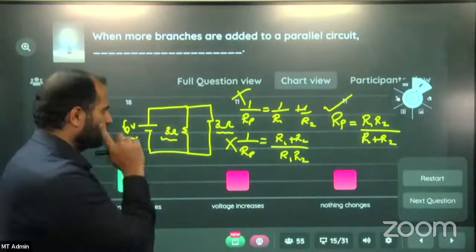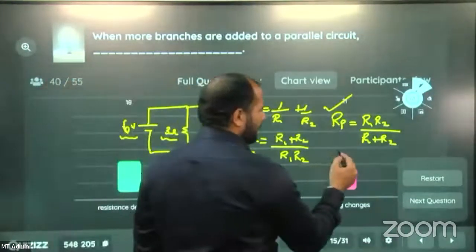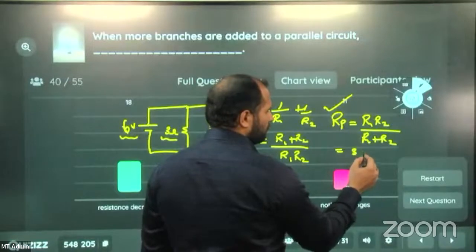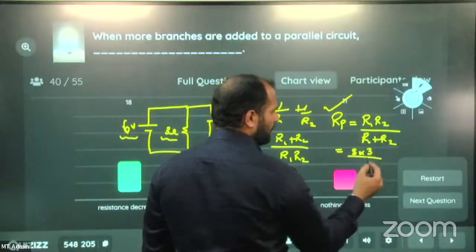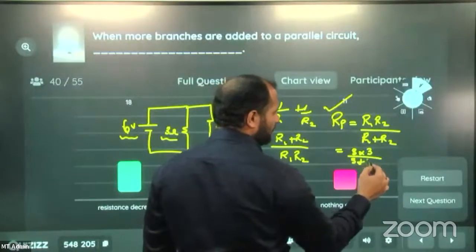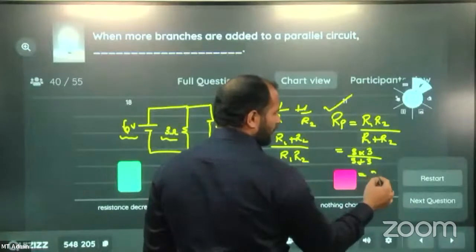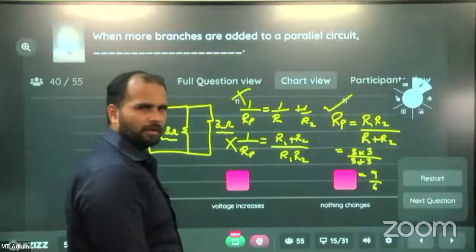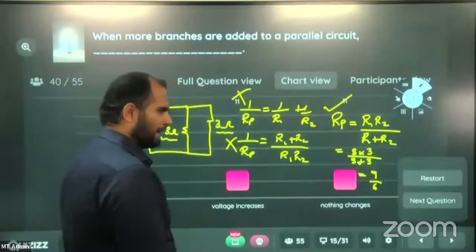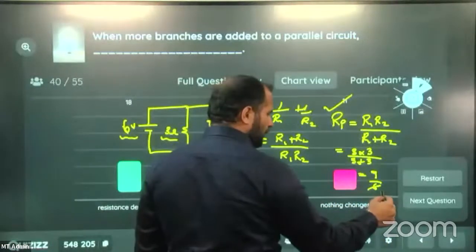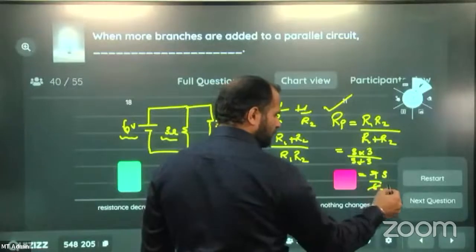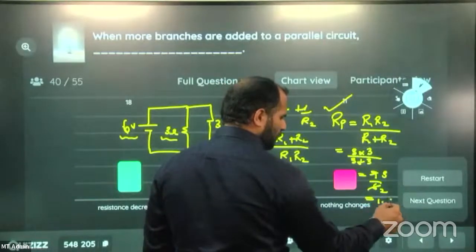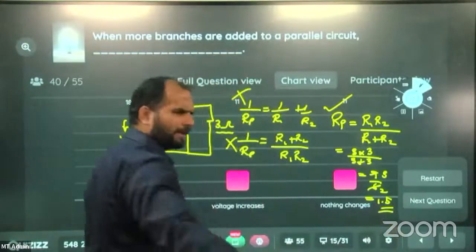Okay, so R1 and R2 are what? 3 into 3 upon 3 plus 3. 3 into 3 is 9 upon 3 plus 3 is 6. Yes or no? Can I say it is 3 2s are 6, 3 3s are 9, and 9 by 6 is 3 by 2. The answer is exactly 1.5.